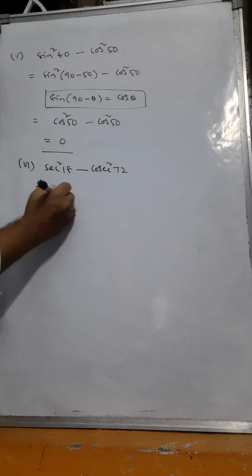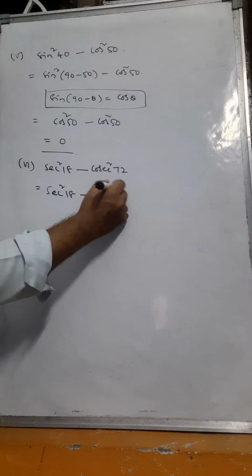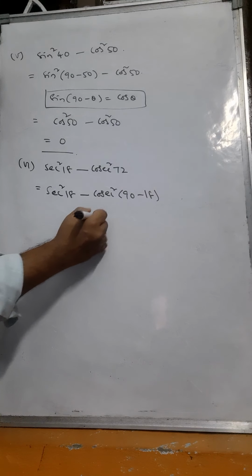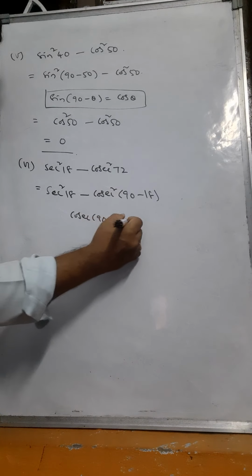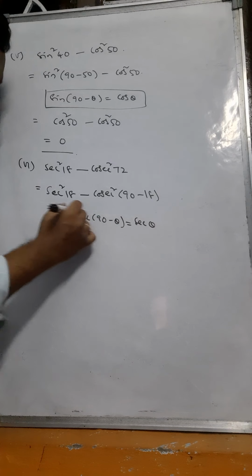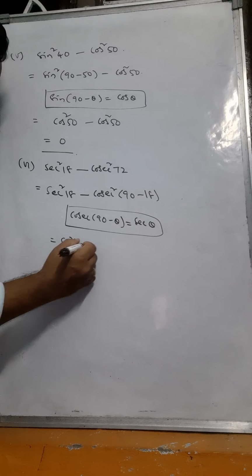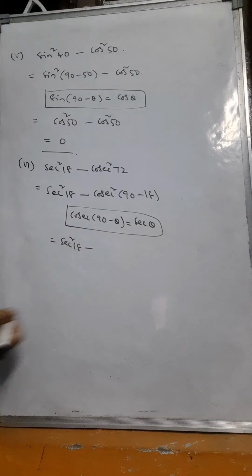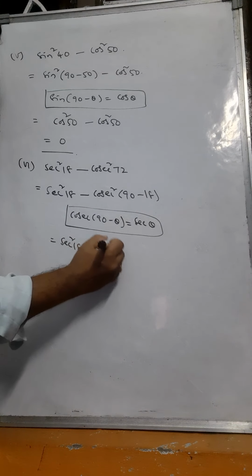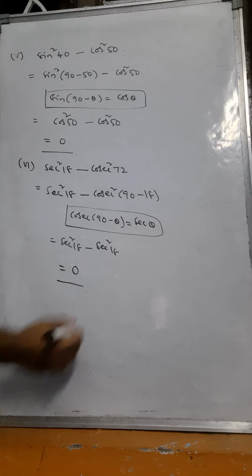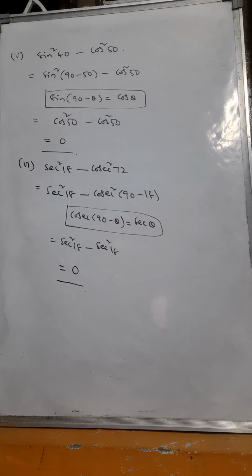So here it is sec square 18 minus cosec square 90 minus 18. So cosec 90 minus theta is equal to sec theta. So we will get sec square 18 minus sec square 18, that is 0. Next, seventh problem.